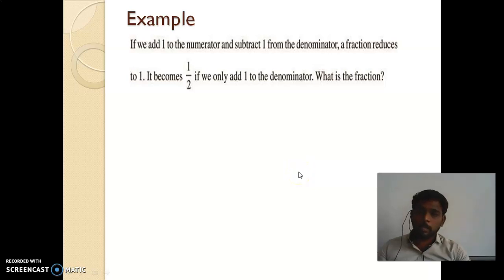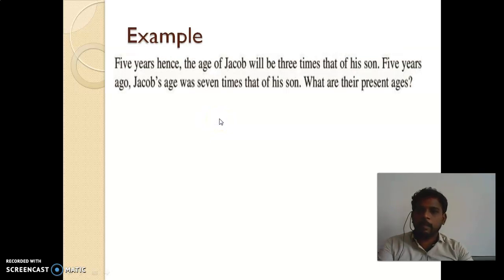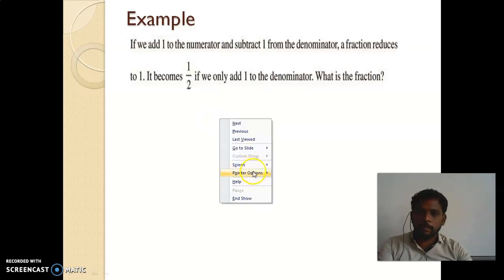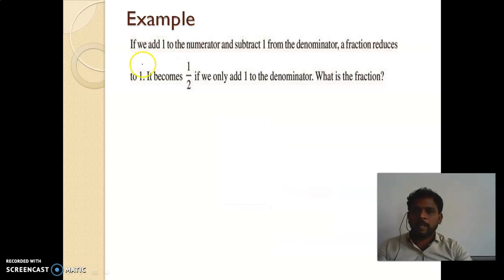Let us continue with the slides now. So look at the next example. If we add 1 to the numerator and subtract 1 from the denominator, a fraction reduces to 1. It becomes 1 by 2 if we only add 1 to the denominator. What is the fraction?